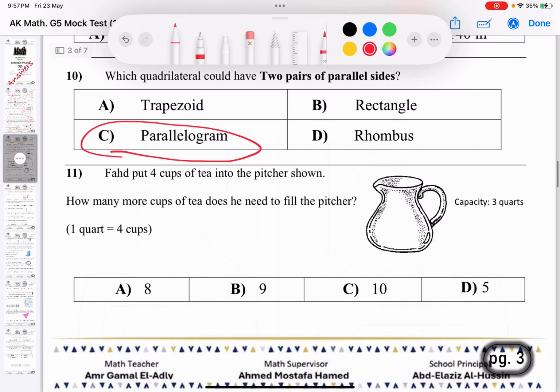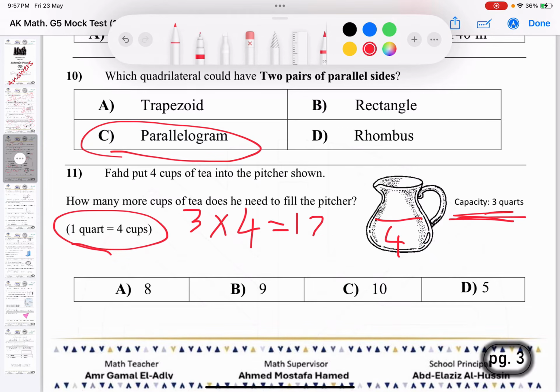Now, Fahd put 4 cups of tea into the pitcher shown. Here we have 4. How many more cups of tea does he need to fill the pitcher? I have here the pitcher, its capacity is 3 quarts. And for each quart we have the conversion, 1 quart equals 4 cups. So 3 quarts contain how many cups? Of course, 3 times 4 equals 12. So all of it is 12. And we put 4, so we have 12 minus 4, which will of course be 8.